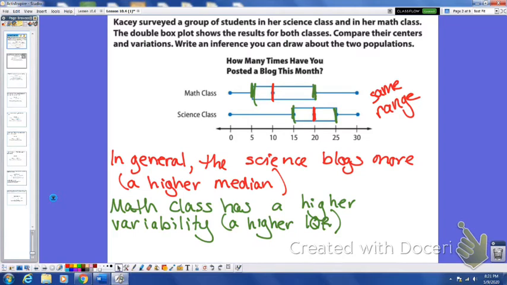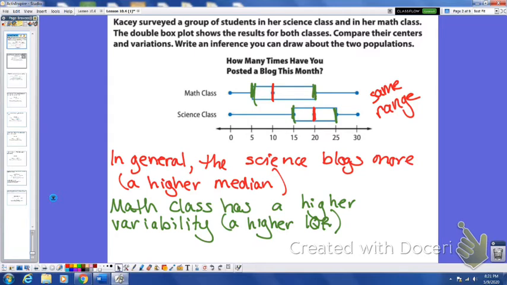So those are just some of the inferences we could make. Looking at these, you're going to be asked specific questions about comparisons or percentages. We could say that 25% of the math class only blogged 5 times or fewer. We could say that 25% of the science class blogged 25 times or more. 50% of the science class blogged between 0 and 20 times. Throw some different percentages around.